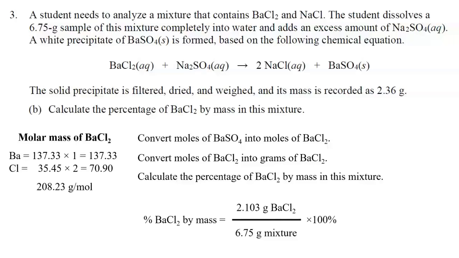gives us a final answer to part B. And we'll round this off to 3 significant figures. So again, based on the measurements that we have, 3 significant figures for the mass of the mixture, that limits our answer. So we'll call this 31.2% barium chloride by mass in this mixture.